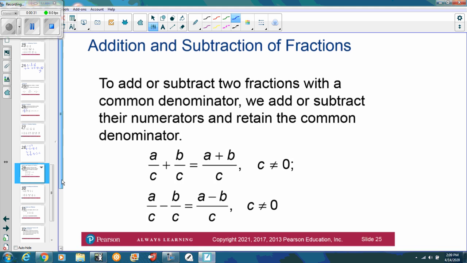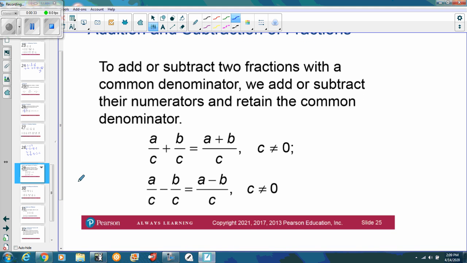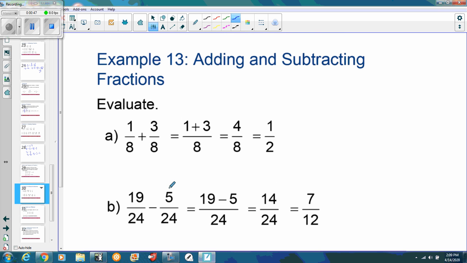Okay, so now a little bit harder is adding and subtracting, because when you add and subtract, you have to have the same denominator. When you have the same denominator, you just add the numerators and the denominator stays the same, whether you're adding or subtracting. So these both have the same denominator, so you just add 1 plus 3, that's 4. The 8 doesn't change, so 4 over 8 becomes 1/2.